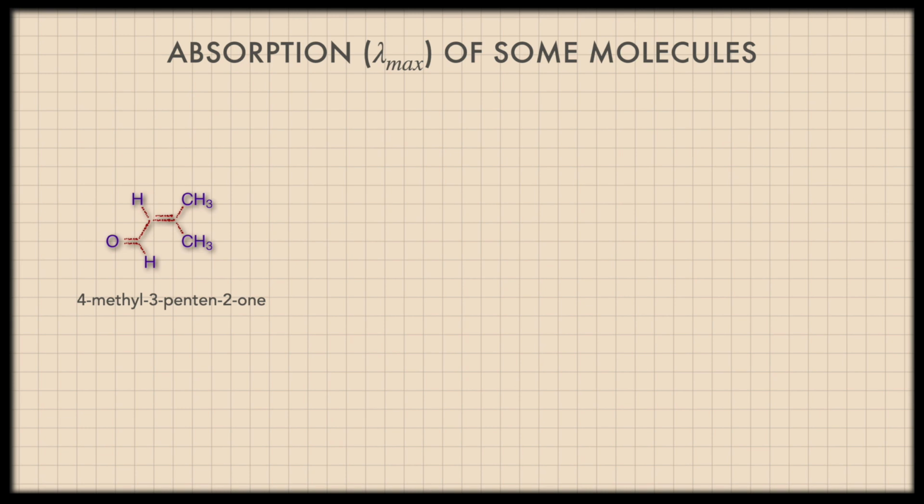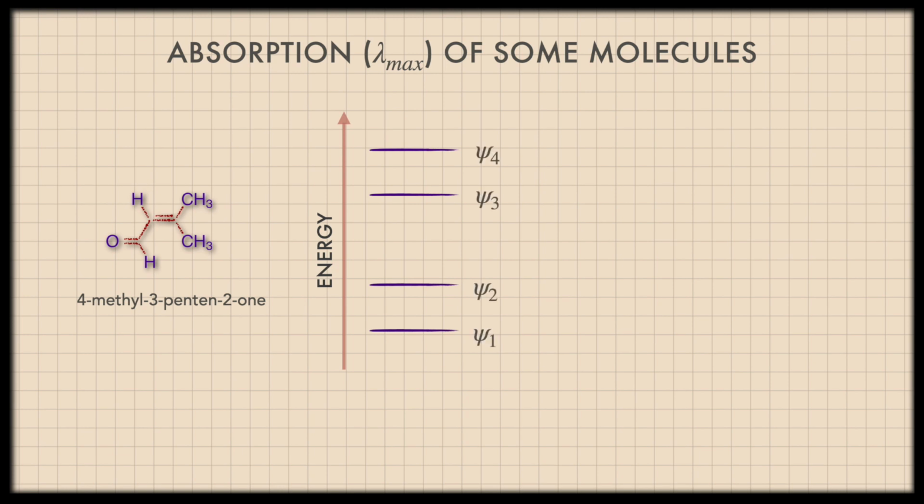4-methyl-3-penten-2-one. So we have the energy diagram for this, the molecular orbital diagram. We have the chi 1, chi 2, chi 3, chi 4 for the pi bond. We will forget about the sigma bond here. But additionally, because this oxygen atom has non-bonding electrons, we have the non-bonding electrons there also. So we have all these occupied by electrons.